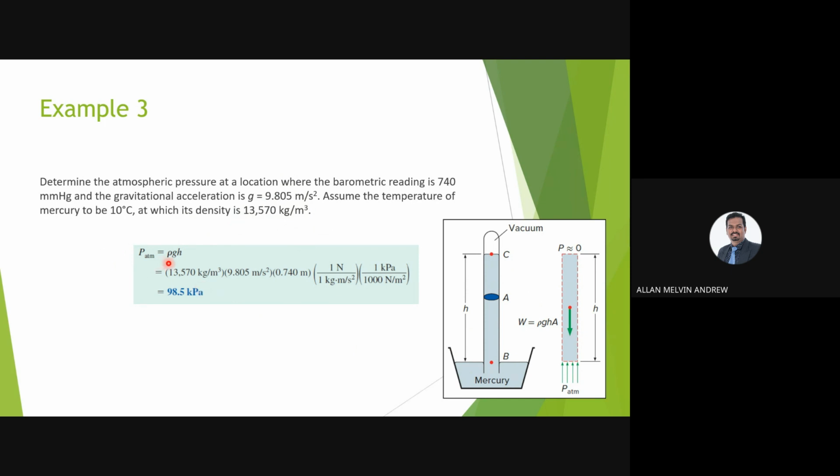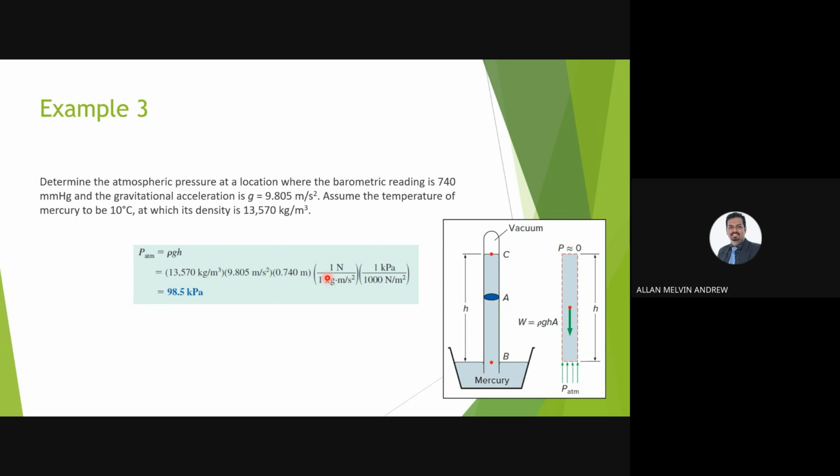Then gravity is given as 9.805, and H is a bit tricky because they only give the barometric reading. But we know 740 millimeter mercury refers to the height from this point to this point. So it is actually 740 millimeter, but you cannot use millimeter, you need to convert it into meters because of SI units. So 740 millimeters is equivalent to 0.740 meter. This is your unit conversion.